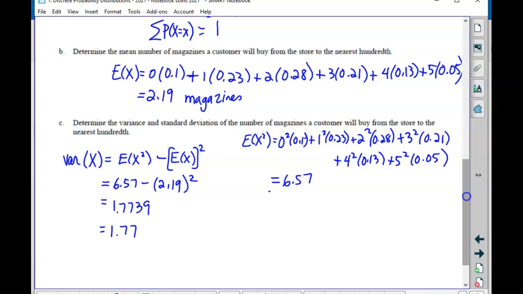So 1.77. Now, that's the variance, and then the standard deviation, lowercase sigma, would be the square root. Keep the value that has more decimal places. Don't square root the 1.77. And then round to the nearest hundredth, which turns out to be 3 significant digits.